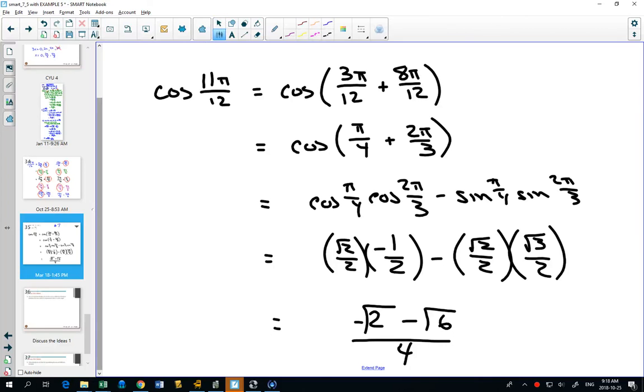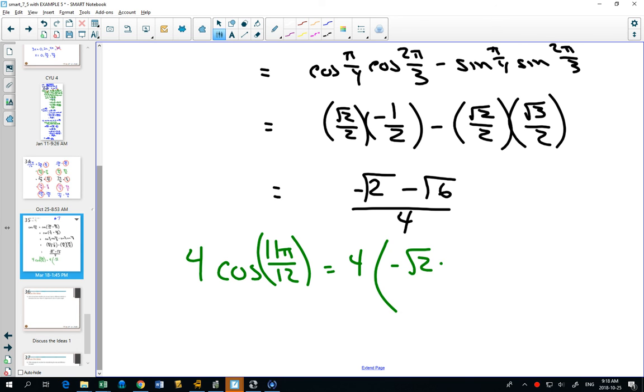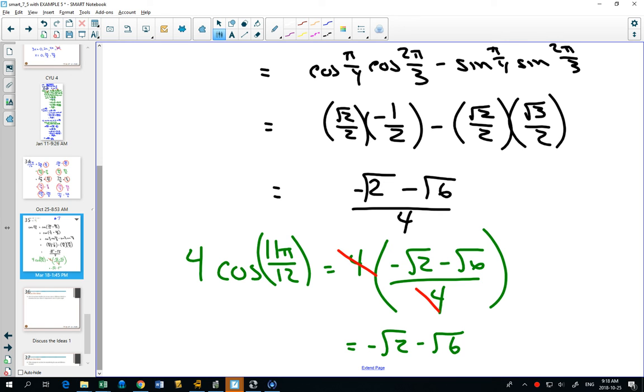So the question is, what is the effect of having a 4 out in front? What does that mean? It means multiply. Whatever answer we get would have to be multiplied. Now, there are two ways of going about this. One way is we could do cos of 11 pi over 12 first, and then underneath say, well, then 4 cos of 11 pi over 12 is equal to 4 times this. And your 4's would simplify, and you would just get negative root 2 minus root 6. That's one way you could show your work.